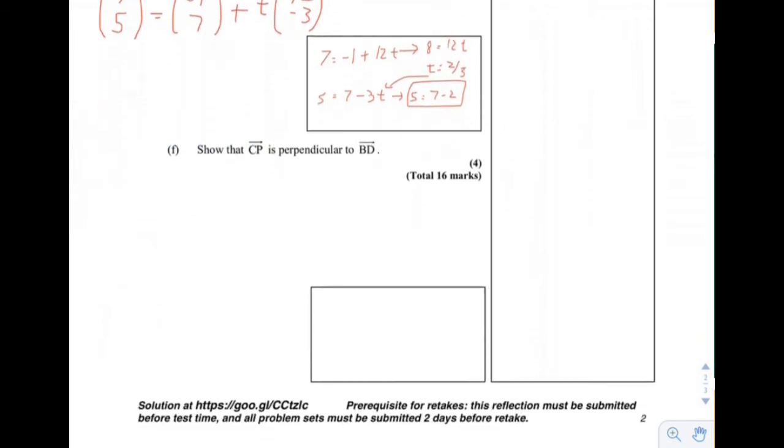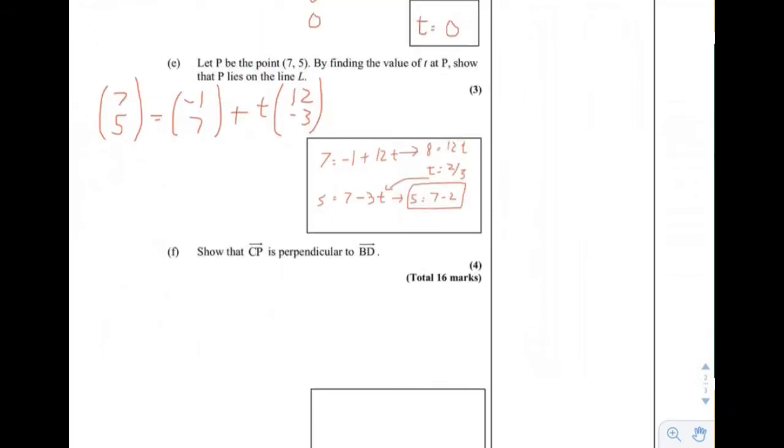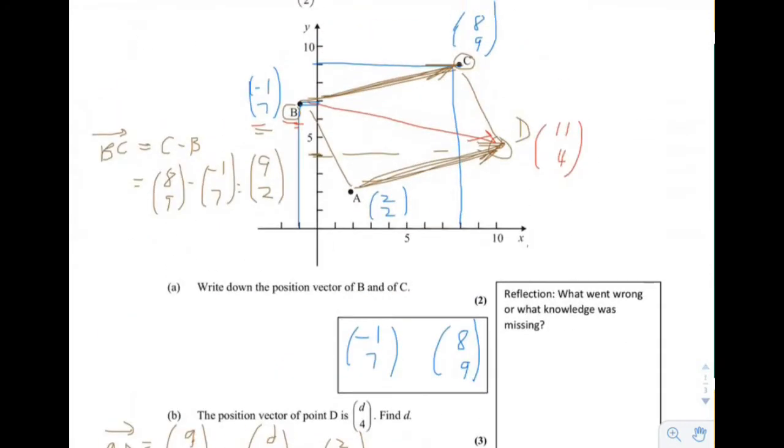Show that vector CP is perpendicular to BD. Okay, so remember that P was 7, 5. So let's draw that on the picture again. Here's 7, here's 5. Okay, there we go, 7, 5. So this is point P, and they said CP, which is this line here, is perpendicular to the red line. Let me draw a thicker one here. So they're saying the orange line is perpendicular to the red line.